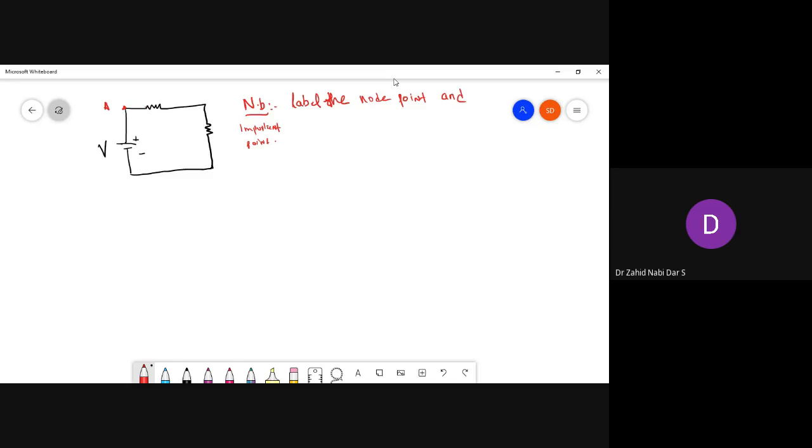The labeling does not change until and unless any element is in between. Now I will explain to you the meaning of this point.